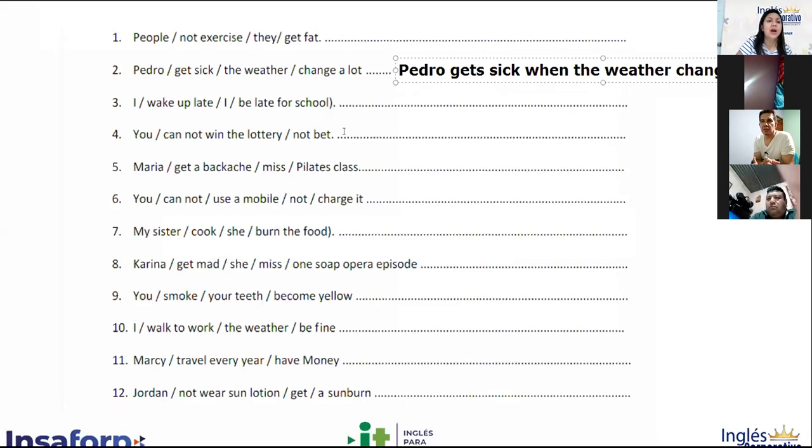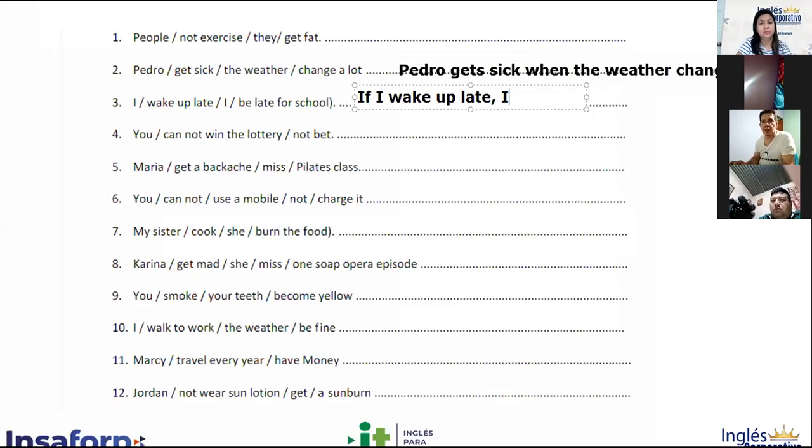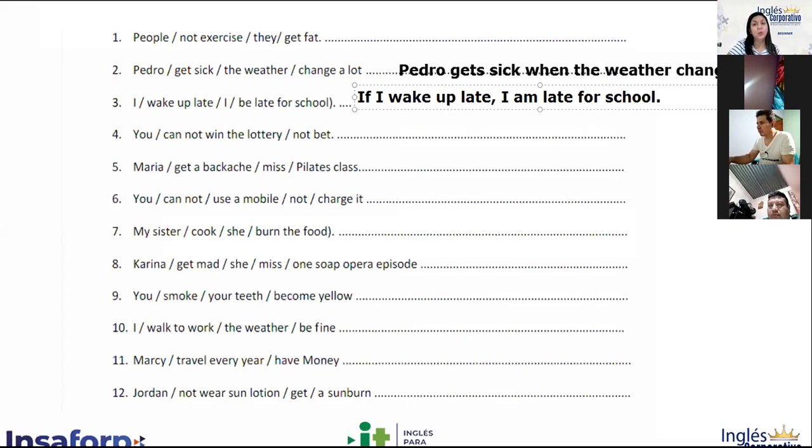I wake up late, I be late for school. If I wake up, I'm late for school. If I wake up late, I am late for school. Or I am late for school if I wake up late. It's difficult. Believe you can do it, Matias.